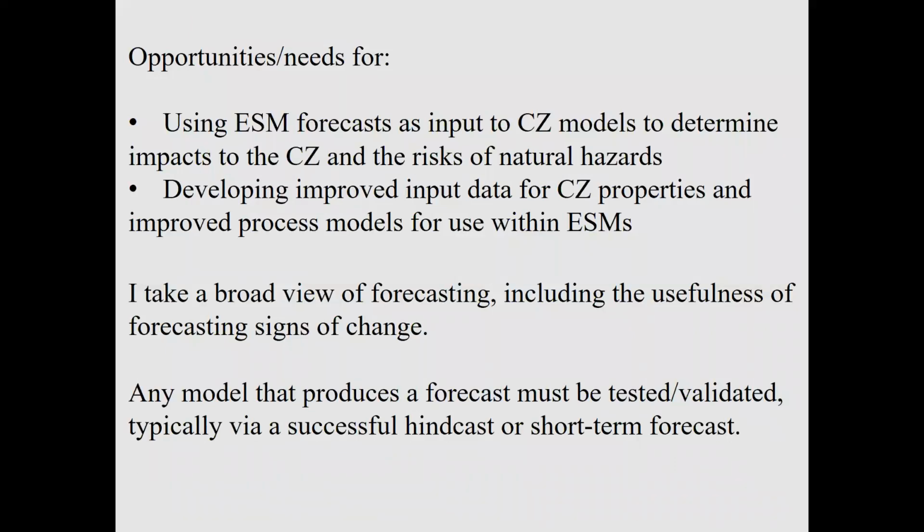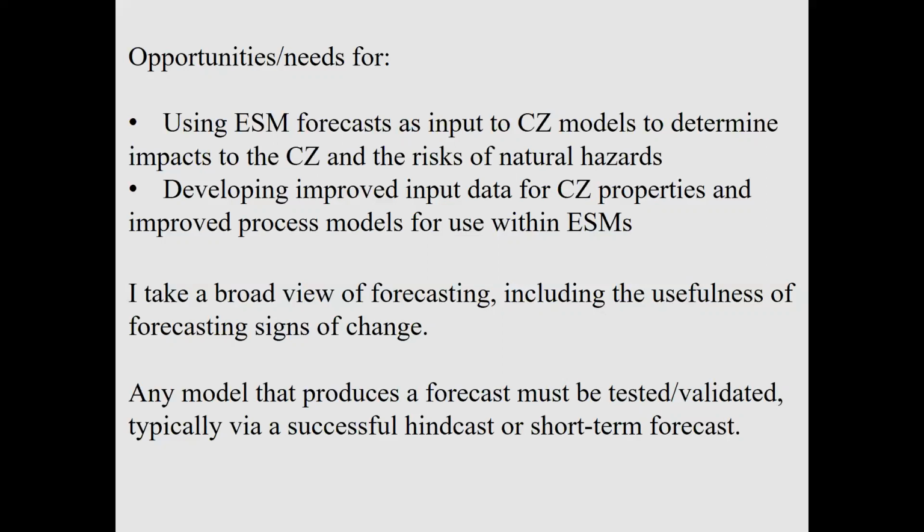And so one can break that down a little bit more in detail and make a distinction between one activity, which is using Earth system model forecasts as input to critical zone response models to determine the impacts to the critical zone and the risks of natural hazards associated with the critical zone. And I'll talk about what those natural hazards are.